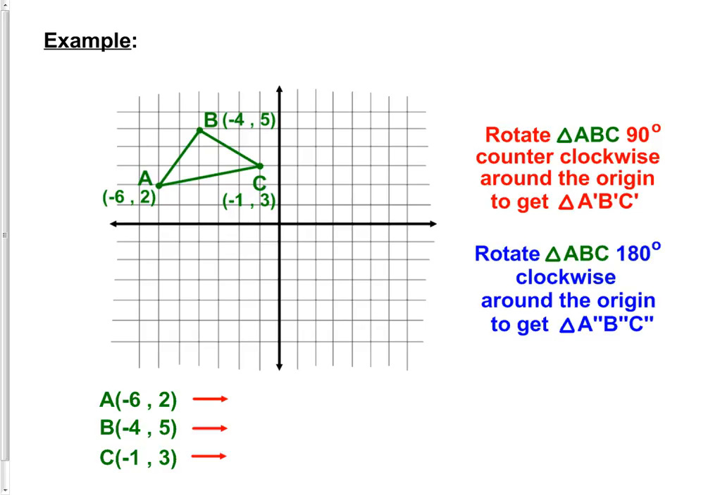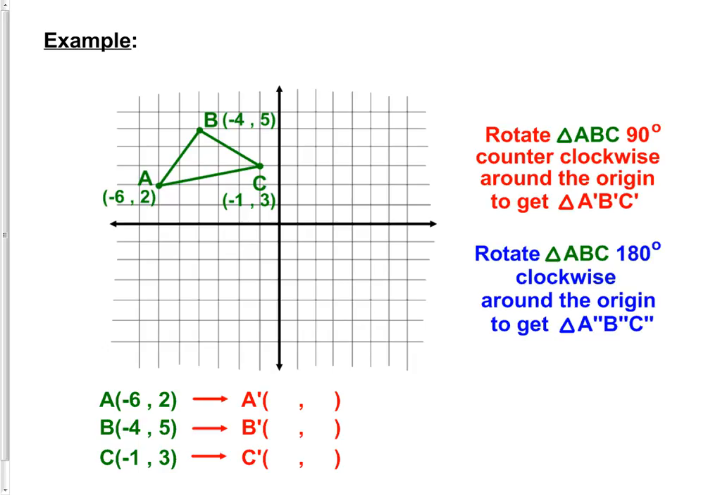Okay, so let's see if we can figure out what our coordinates are going to become. Obviously, A is going to go to A prime, B is going to go to B prime, and C is going to go to C prime. Now the rules for rotation said if we want to rotate 90 degrees, then we need to switch the abscissa and the ordinate, the x and the y value, but then watch out for possible sign changes as we move into adjacent quadrants.